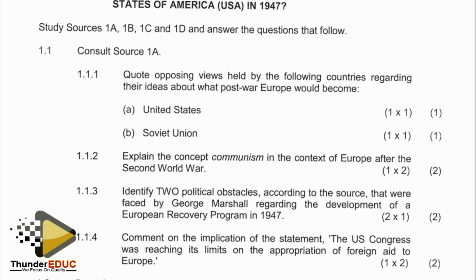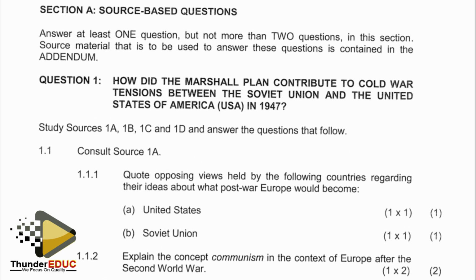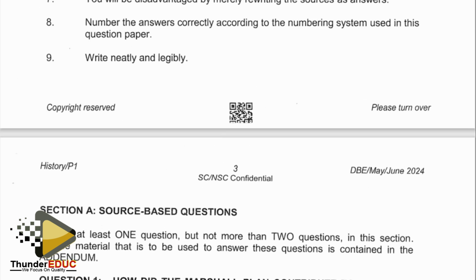Welcome to the presentation for History Paper 1, the May-June 2024 examinations. We are going to go through the June paper and try to come out with possible solutions to the questions indicated. And as usual, our paper is made up of the section for source-based questions and the section for essay questions.